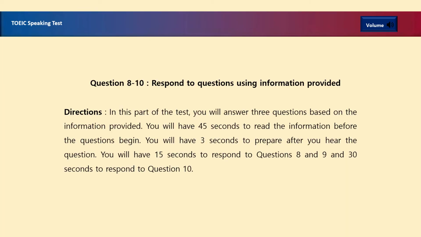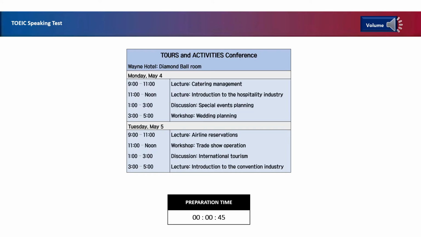In this part of the test, you will answer 3 questions based on the information provided. You will have 45 seconds to read the information before the questions begin. You will have 3 seconds to prepare after you hear the question. You will have 15 seconds to respond to questions 8 and 9, and 30 seconds to respond to question 10. Begin preparing now.